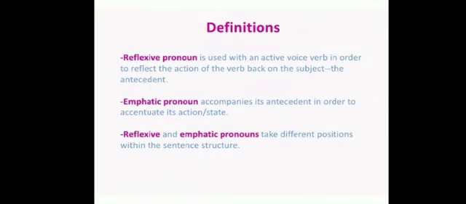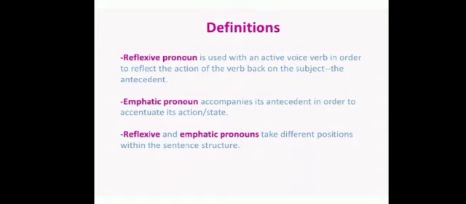Okay, now possessive pronoun is complete. So next one is reflexive and emphatic pronouns. Definition: a reflexive pronoun is used with an active voice verb in order to reflect the action of the verb back on the subject, the antecedent. Antecedent means a specific person or thing.